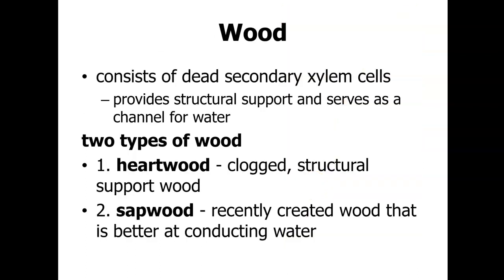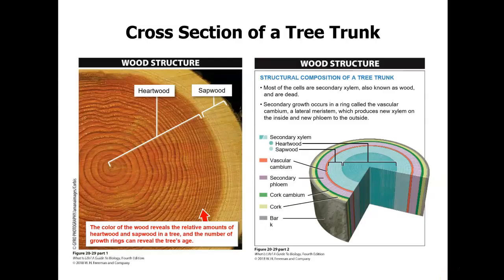Wood is going to consist of dead secondary xylem cells. It's going to provide structural support and serve as a channel for water. You have 2 types of wood. You have what's referred to as heartwood, and that's going to be a clogged structural support wood. And you have what's referred to as sapwood, recently created wood that's going to be better at conducting water. So here you can see the heartwood in the center and the sapwood towards the edges.